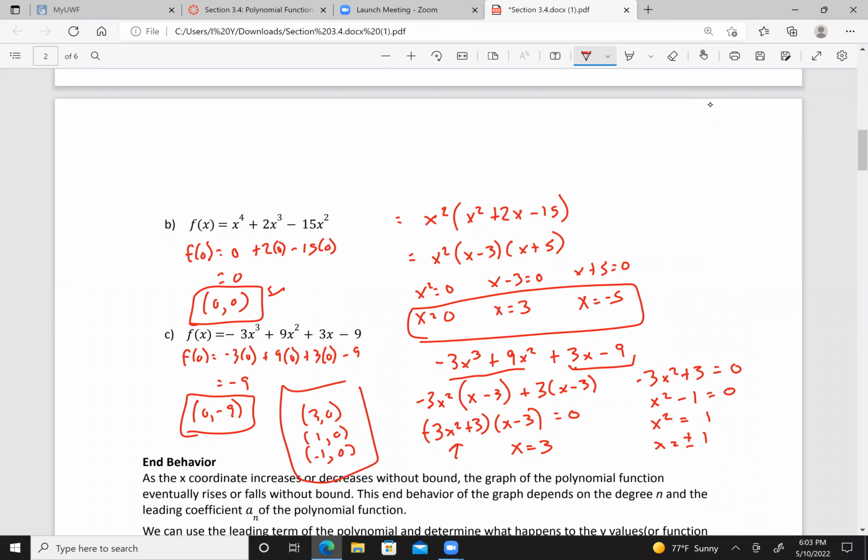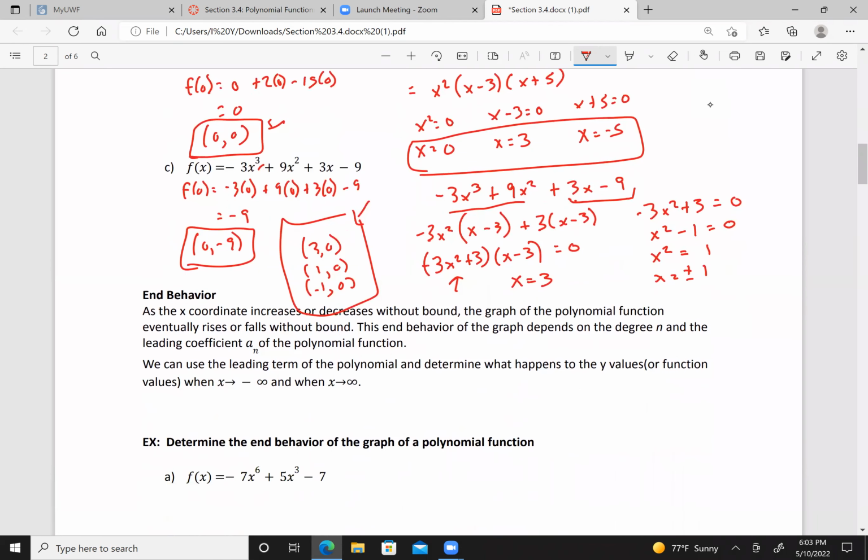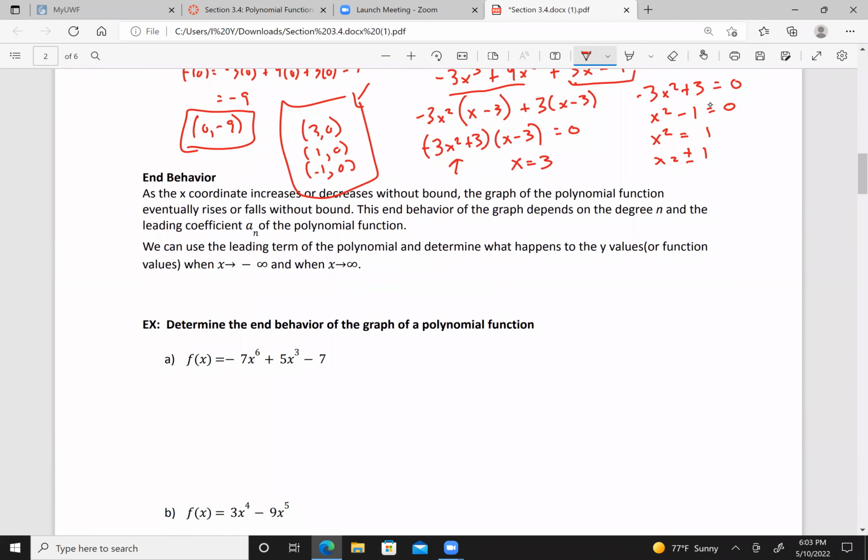We had a third degree polynomial. We have 3 places where it crosses the x-axis. Next thing we're going to look at is the end behavior.